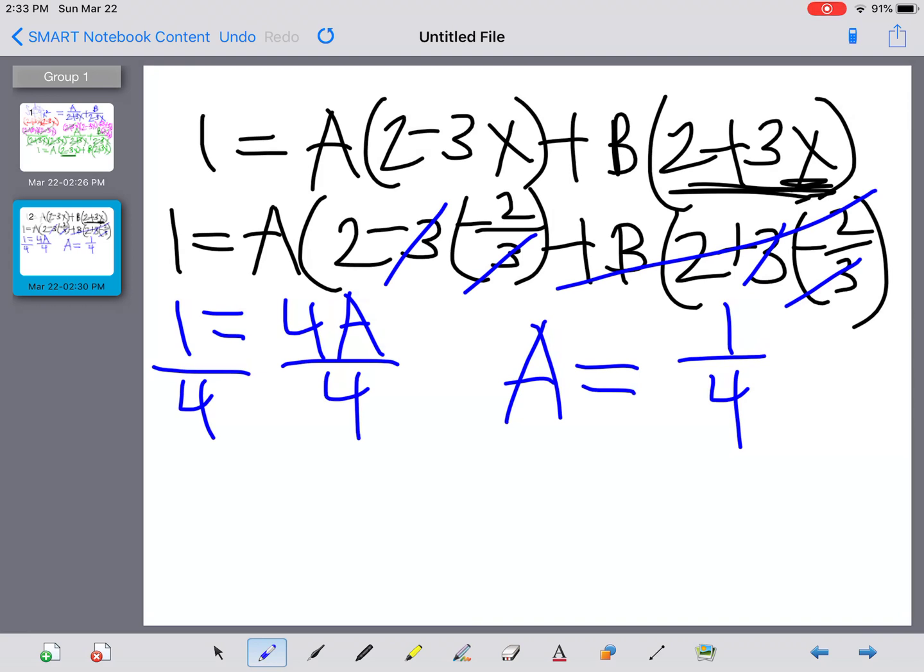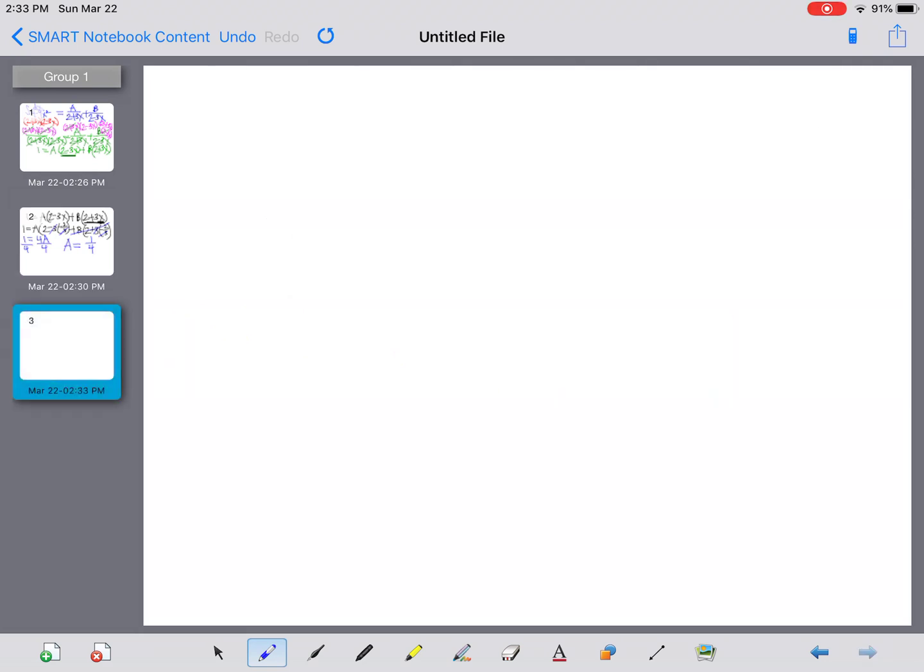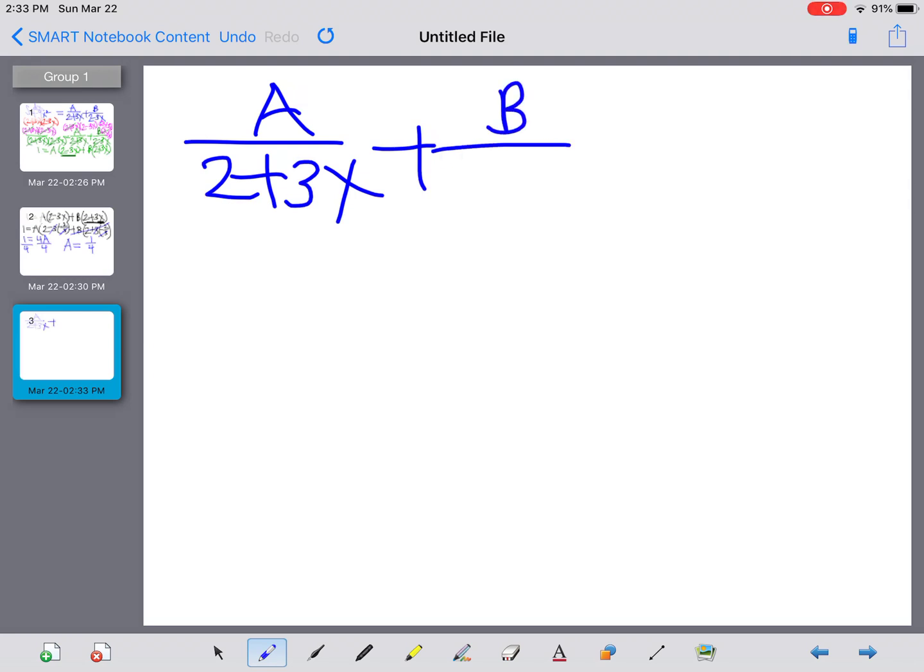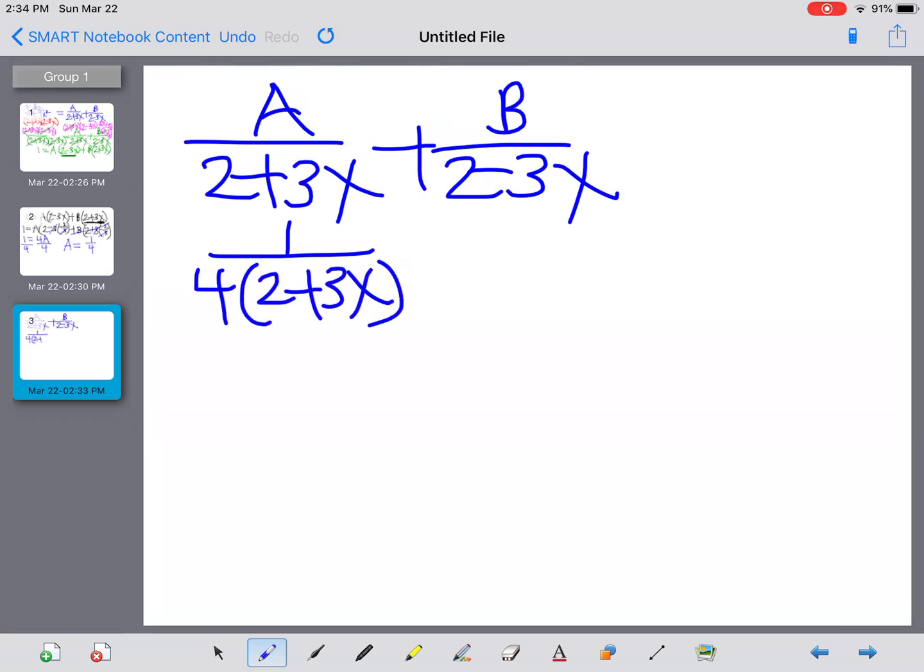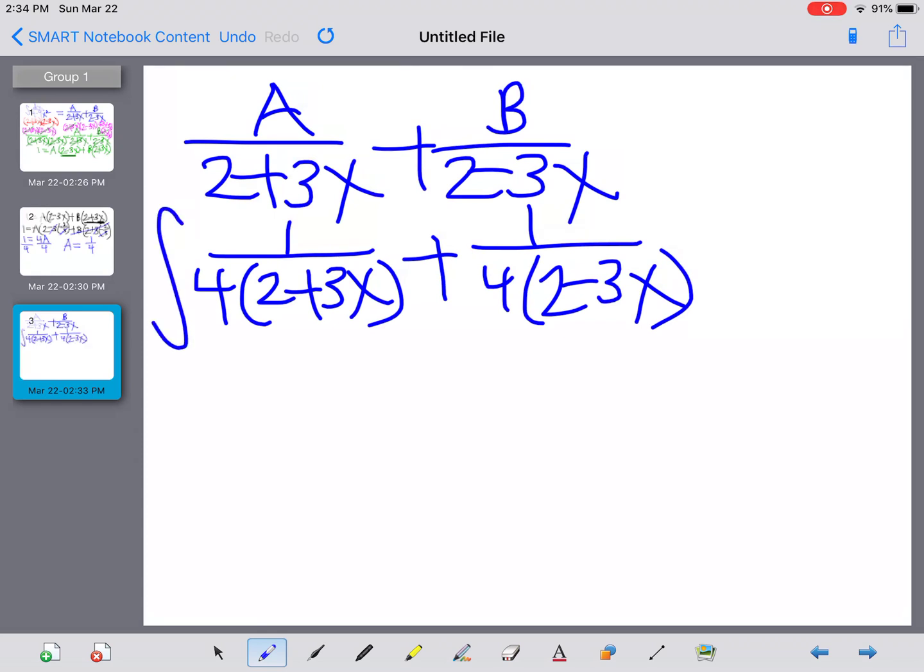Now that we found A and B, we can plug those in and integrate our partial sums. So we have A over 2 plus 3x plus B over 2 minus 3x. And A and B were both 1/4. So we got 1 over 4 times 2 plus 3x plus 1 over 4 times 2 minus 3x. And now we're ready to integrate.